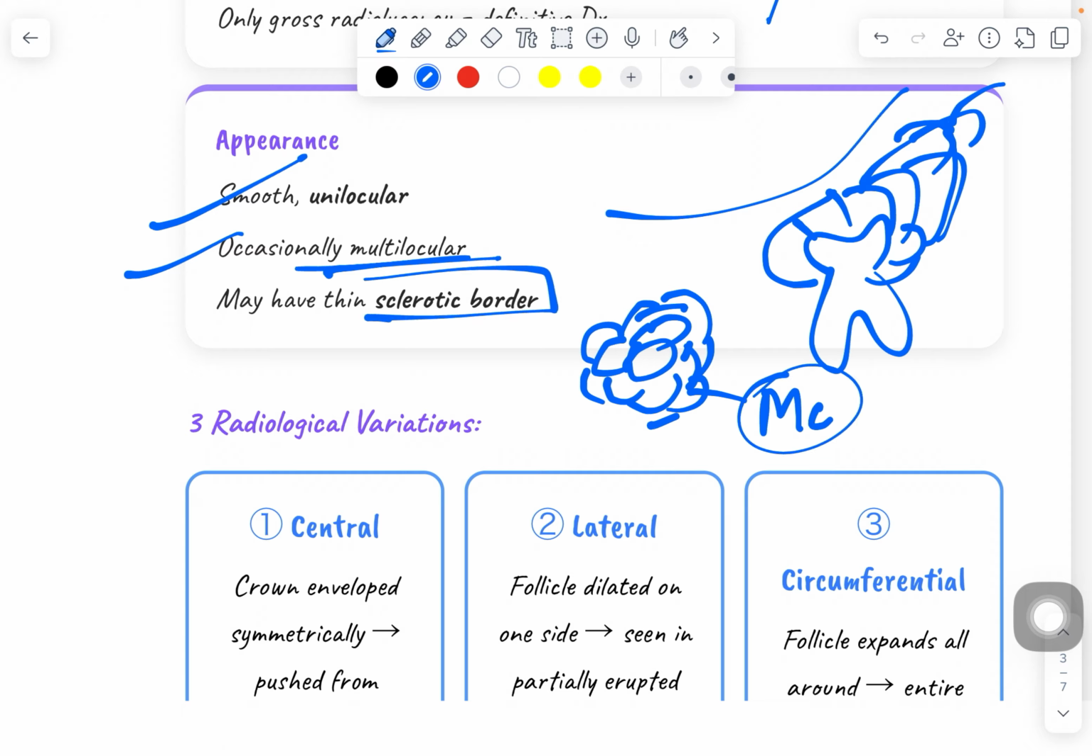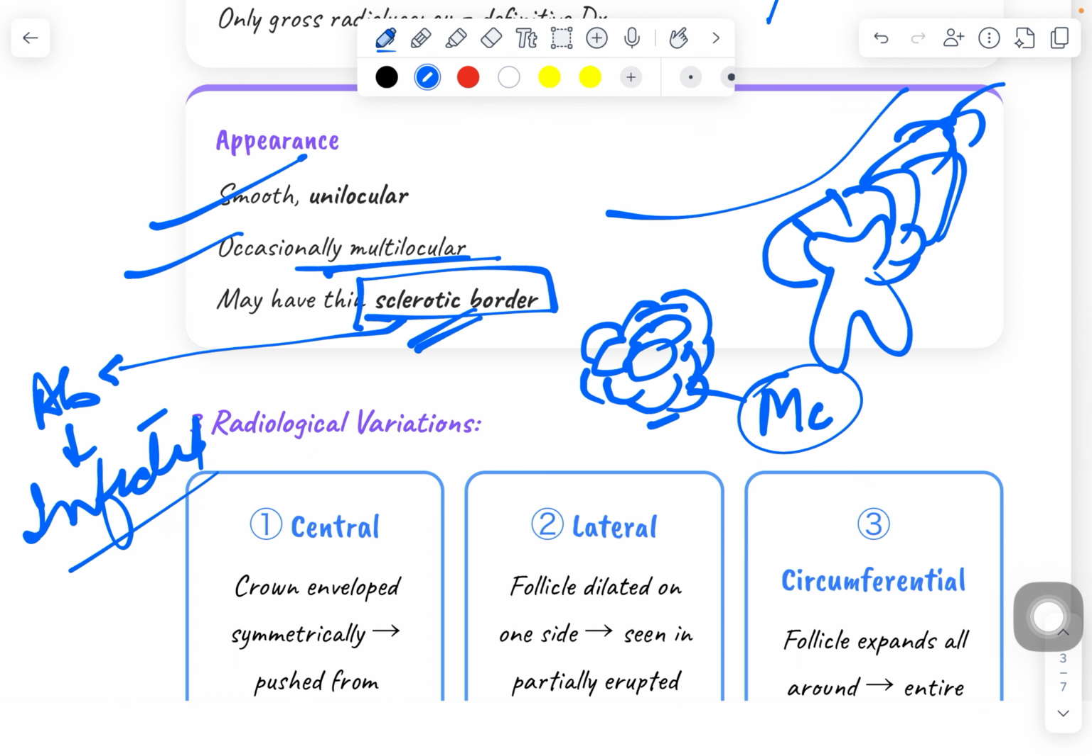May have thin sclerotic border. Sclerotic border is also a characteristic feature of the cyst. अब ये है sclerotic border absent हो जाएगा जब cyst infected हो जाएगी. Very important point to remember.